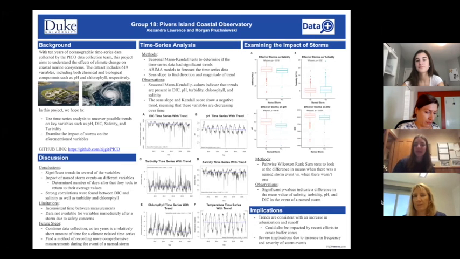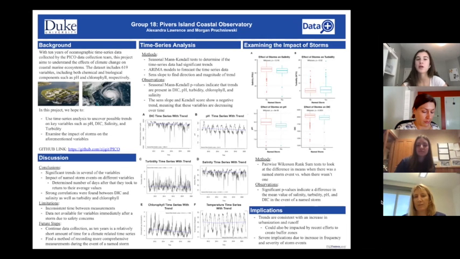For dissolved inorganic carbon and pH, a negative trend was observed over time. And then I looked at turbidity, salinity, and chlorophyll, which all also had significant decreasing trends over time. However, temperature did not have a significant enough trend.